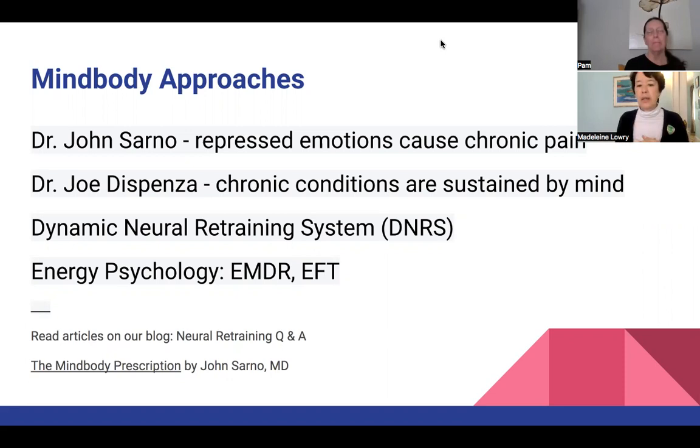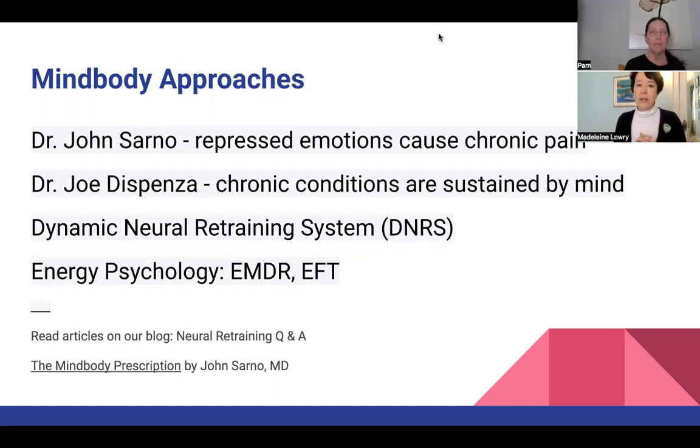So EMDR is a technique that uses bilateral stimulation, maybe eye movements or pressure from one side of the body to another, in order to enable the release or the processing of some trapped or stuck unprocessed emotions that accompany a remembered trauma experience.